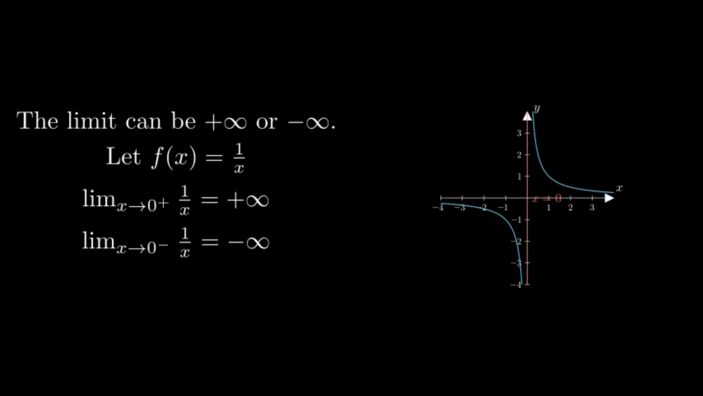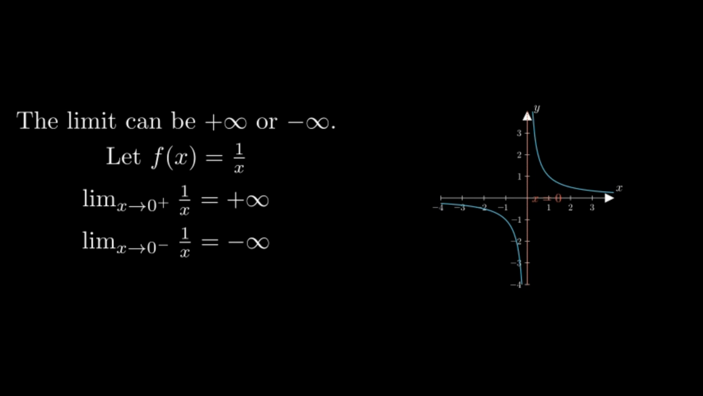Now let's approach 0 from the left side through small negative numbers. 1 divided by negative 0.1 is negative 10. 1 divided by negative 0.01 is negative 100. As x approaches 0 from the left, the value of the function becomes a larger and larger negative number. So the limit as x approaches 0 from the left is negative infinity. Since the one-sided limits go to positive and negative infinity, the overall limit at x equals 0 does not exist.